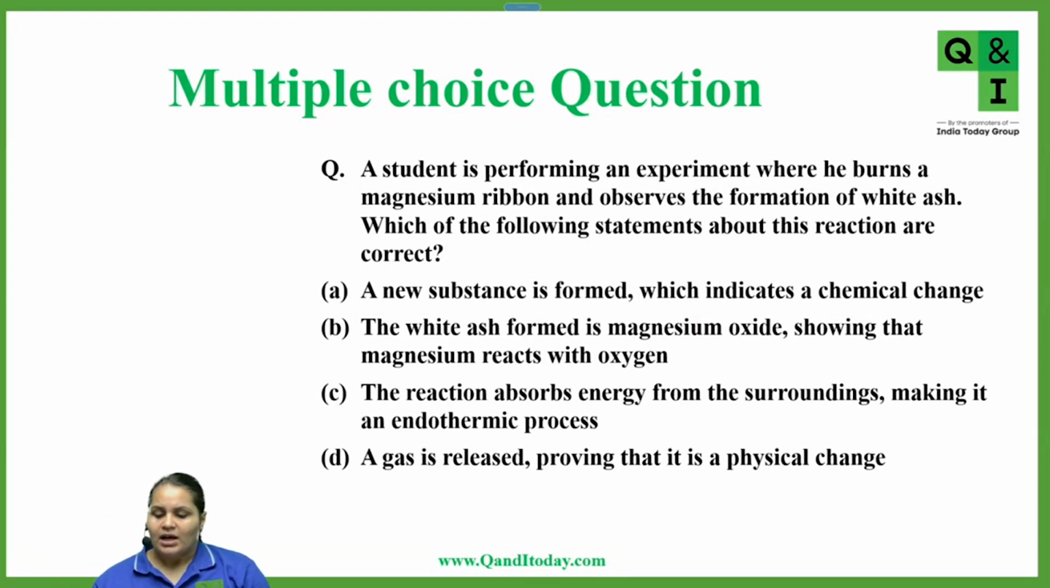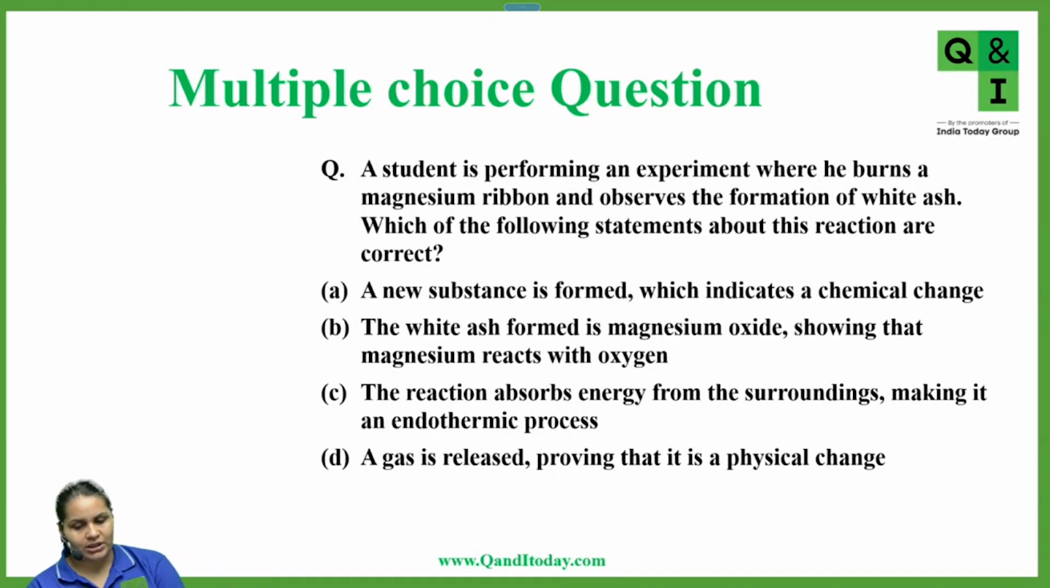Okay, next one. A student is performing an experiment where he burns a magnesium ribbon and observes the formation of white ash. Which of the following statements about this reaction are correct? A: A new substance is formed, which indicates a chemical change. B: The white ash formed is magnesium oxide, showing that magnesium reacts with oxygen. C: The reaction absorbs energy from the surroundings, making it an endothermic process. D: A gas is released, proving that it is a physical change. Option B, ma'am.